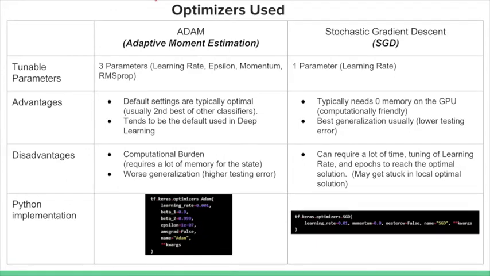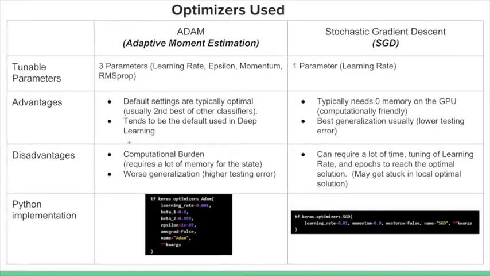What we used in this project were two different optimizers, Adam (Adaptive Moment Estimation) and Stochastic Gradient Descent, or SGD. In Python, these are the implementations of these algorithms. What you can see here is that Adam has several trainable parameters, which are the learning rate, epsilon, momentum, and RMSprop. However, SGD has just one parameter, which is the learning rate.